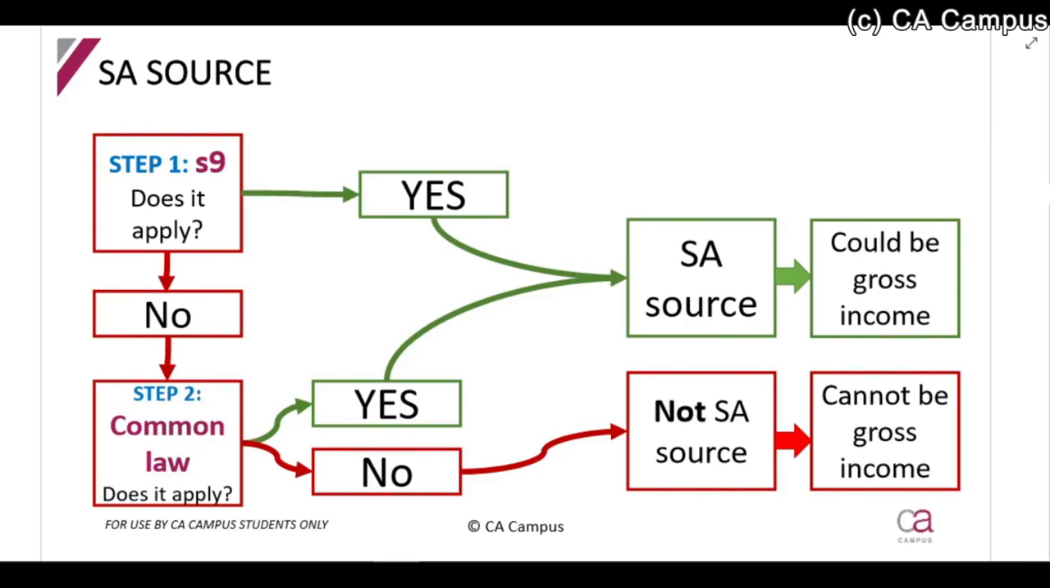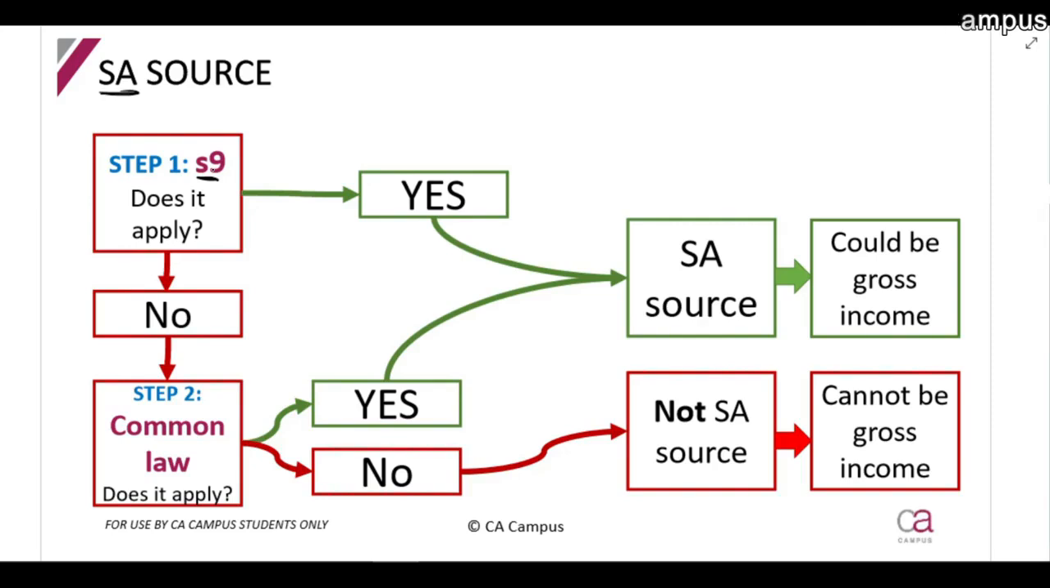So how we determine what is from a South African source is by following the steps on this slide. So the first step that you will do, step 1, says you'll have to consider Section 9 and then ask yourself, is Section 9 applicable to this transaction that you're seeing? So this amount that this non-resident or even a resident for that matter is receiving, remember what we're looking at here is the South African source rules. We're not looking at the gross income definition.